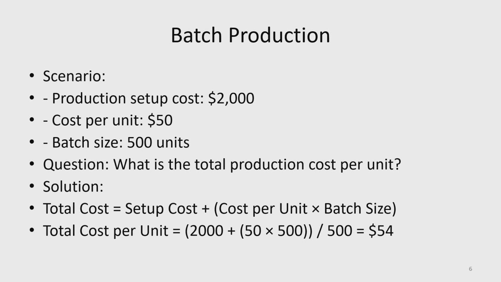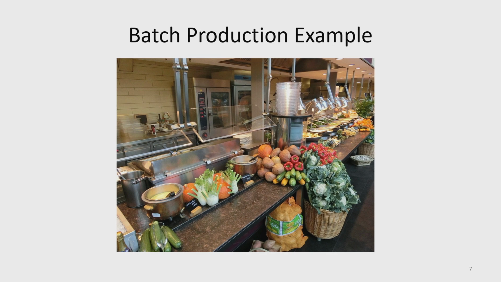Then the solution is that total cost is equal to setup cost plus cost per unit into batch size. So setup cost is 2000, batch size is 500 and cost per unit is 50. So 50 into 500 plus the constant term 2000, which is common to all, will be added, and if you simplify this, it becomes $54. Okay. So you can also see that as the batch size increases, the cost reduces slightly because the setup cost gets divided among more units. So batch production example can be something like that.